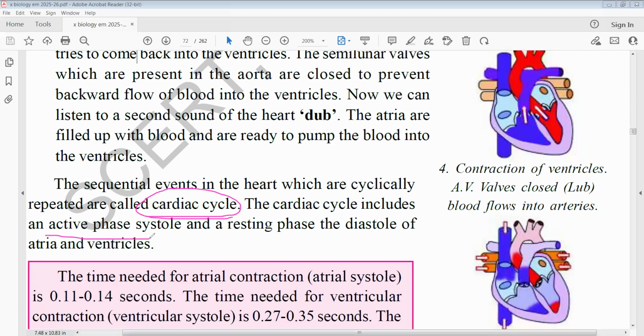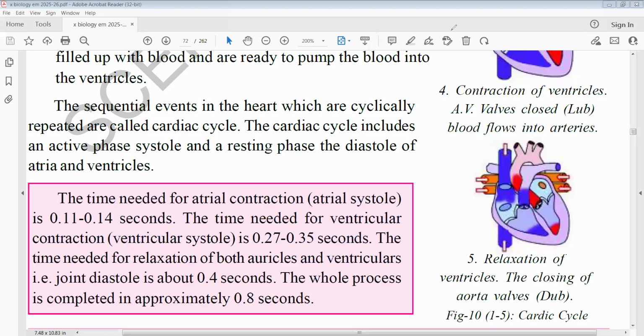So the cardiac cycle includes the systole and diastole phases. Systole and diastole are one contraction, one relaxation. Now what I am saying in the box is important. It has come many times in examinations. The time needed for auricular contraction, that is systole, is 0.11 to 0.14 seconds, whereas the time needed for ventricular contraction is 0.27 to 0.35 seconds. For the relaxation of auricles and ventricles, the joint diastole is about 0.4 seconds.